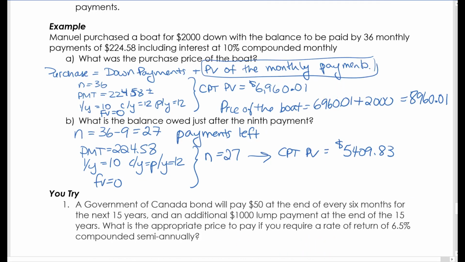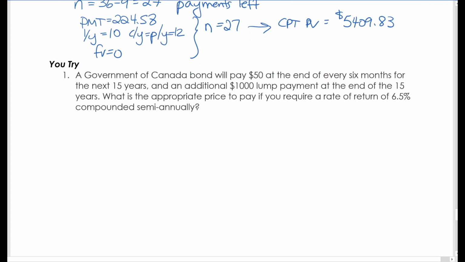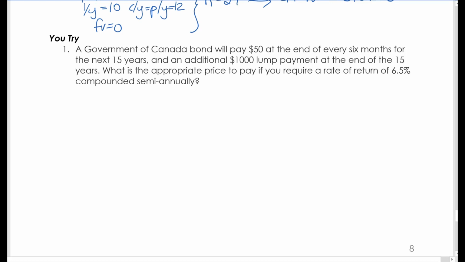Okay, so the next one I want you to try. Again, I'll read it out. A Government of Canada bond will pay $50 at the end of every 6 months for the next 15 years, and an additional $1,000 lump sum payment at the end of the 15 years. What is the appropriate price to pay if you require a rate of return of 6.5% compounded semi-annually? Take a few minutes, try it, and come back and check your answer.